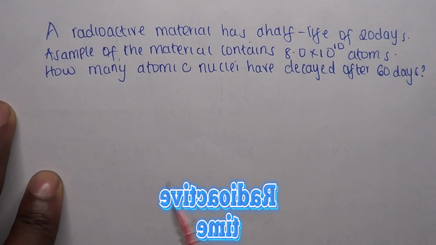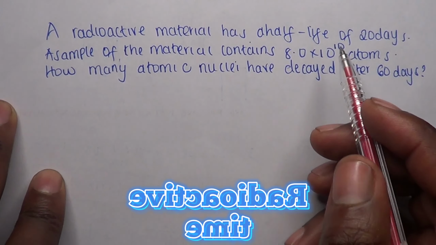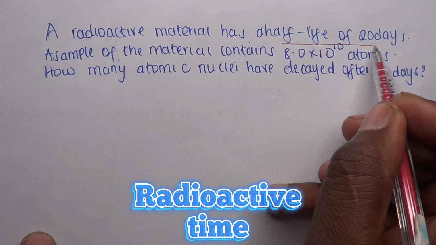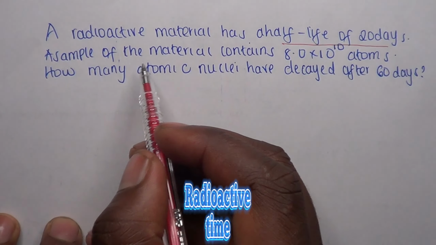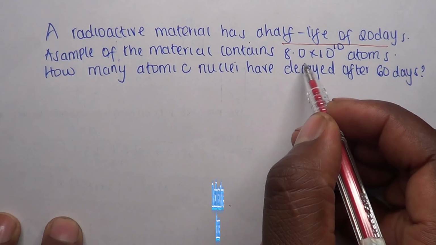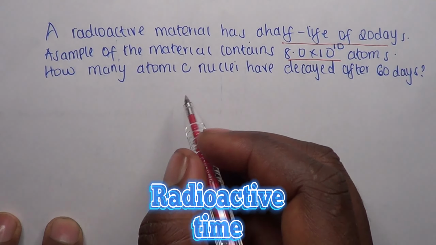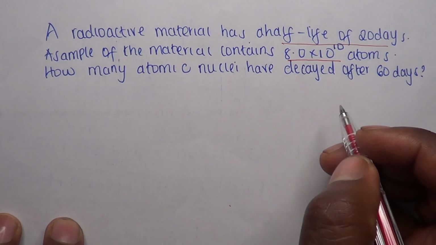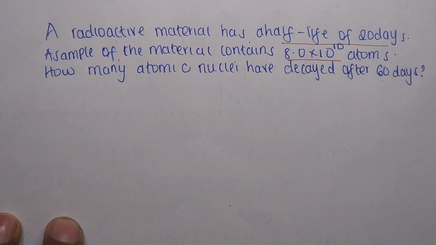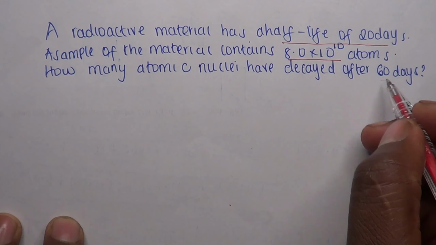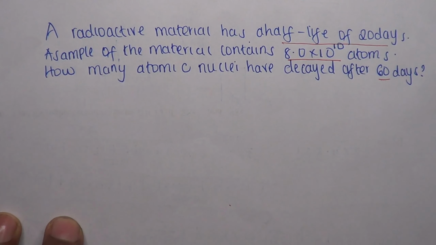In this question, we are told that a radioactive material has a half-life of 20 days. A sample of the material contains 8 times 10 to the power 10 atoms. How many atomic nuclei have decayed after 60 days? So we are given the time of 60 days, a half-life of 20 days, and the atoms contained.